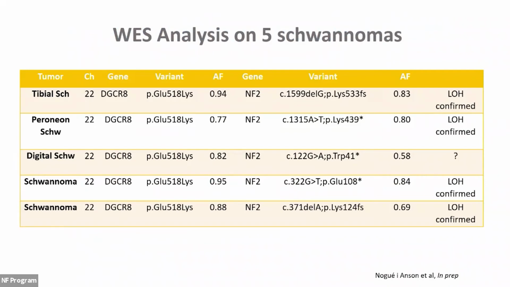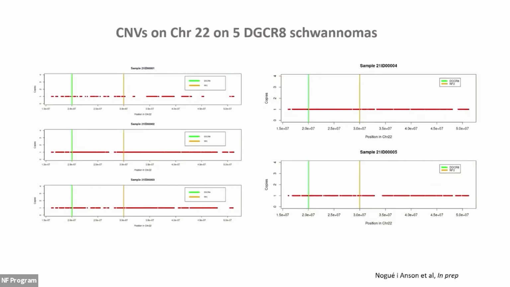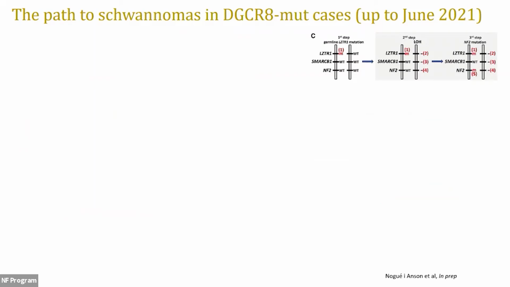I also performed a whole exome sequencing analysis on all the schwannomas that we've gathered so far. This is just for the last 5 ones. They all seem to have somatic mutations in NF2. The LOH seems to be confirmed in NF2 too, except for this one. We plot CNVs along chromosome 22. The lesions are predicted to be copy number of 1, and when you overlap them, this green bar is DGCR8, this yellow bar is NF2, and it seems that the entire 22q is also deleted.